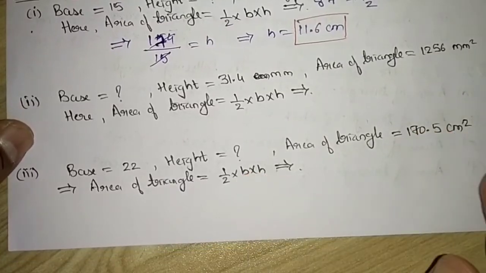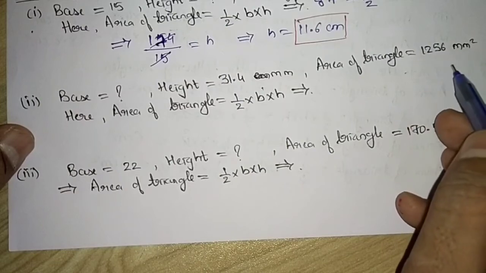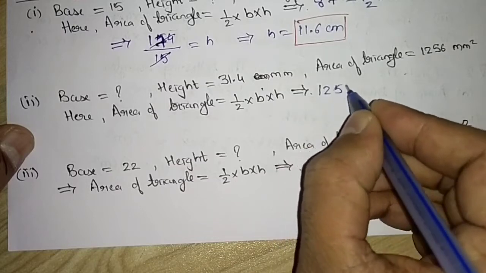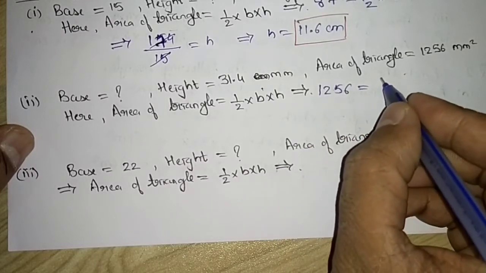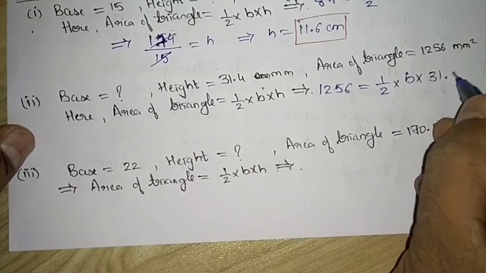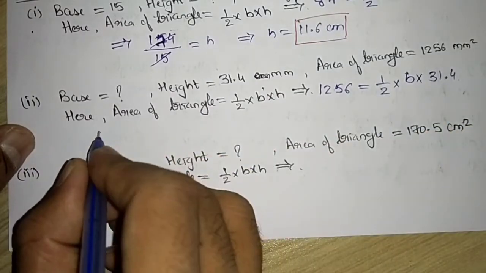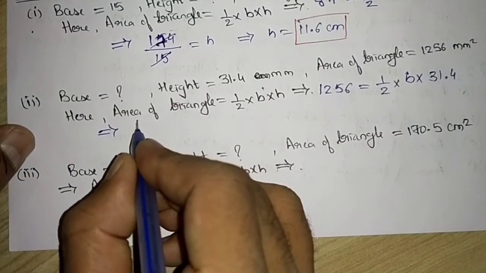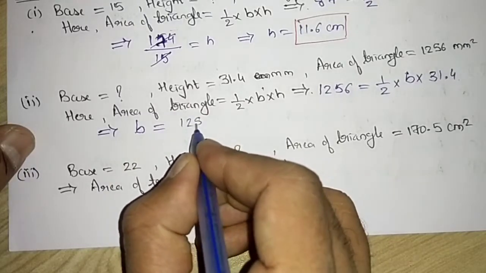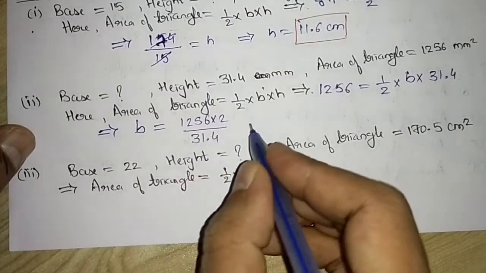Same way, second part, base we are supposed to find, height is given, area of triangle is given. So we will write the values in their respective column. Area is 1256 is equal to half into height is base we are supposed to find, height is 31.4. This which is in division, it will go that side, so it will multiply, and we are supposed to find base, so we will write base is equal to 1256 multiply by 2, and this which is in multiplication, it will come and divide.